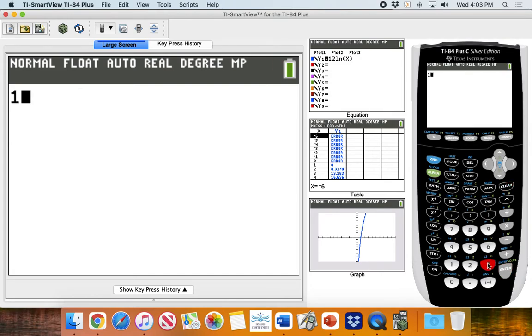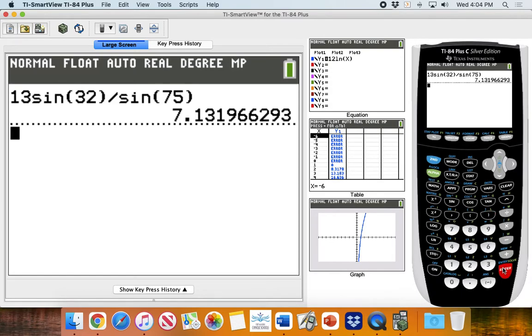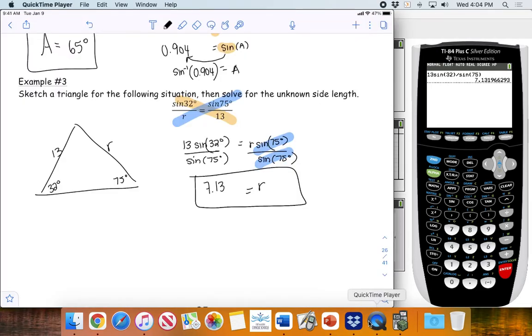So we're going to do 13 sine of 32 degrees divided by sine 75. So you're going to get that R is equal to 7.13. It doesn't tell you what to round to, so we can kind of leave it like that if we want to. And it doesn't say the units as well. So that's our final answer of 7.13. Okay, so I'll leave that there. I've drawn the triangle and I've solved for the unknown side length. So cross multiplication and division. Cross multiply and divide.